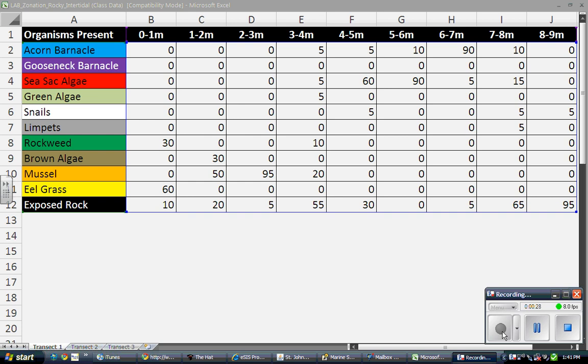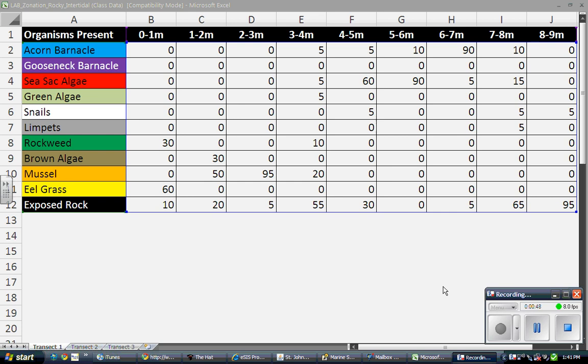I made blue, gooseneck barnacles were purple, etc. So you could just color in those colors, or you can even choose different colors if you want to use them. But these would be the data that you would put in that table. So go ahead and pause this video now if you would like to just leave this up on the screen so you can write that down.